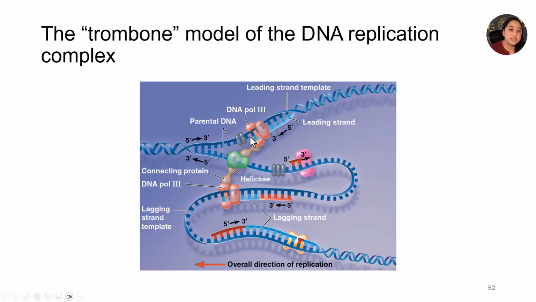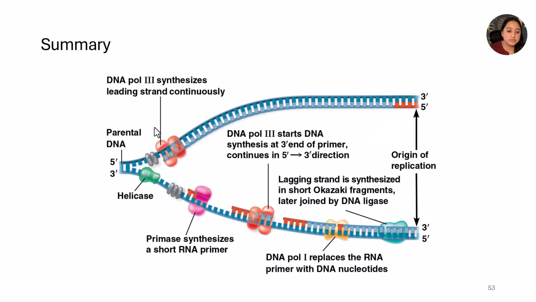And this is the trombone model of the DNA replication complex that we think is happening right now. All this forms a big complex like this and stays in place. And it has connecting proteins connecting the different parts of this complex. And then the DNA is what's getting pushed through or pulled through in one way or another. And this is another summary slide showing, again, those key players.